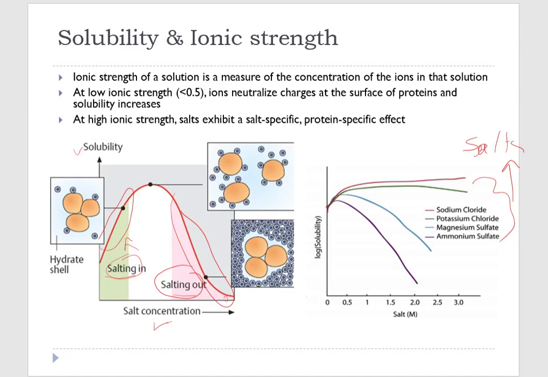So what happens? At low ionic strength, generally below 0.5, the ions neutralize charges at the surface of proteins and solubility increases. The water molecules, which are polar, tend to arrange themselves around the protein molecules due to the electrostatic interactions. So salt molecules stabilize protein molecules by decreasing the electrostatic energy between the protein molecules, which increases the solubility of proteins in water.